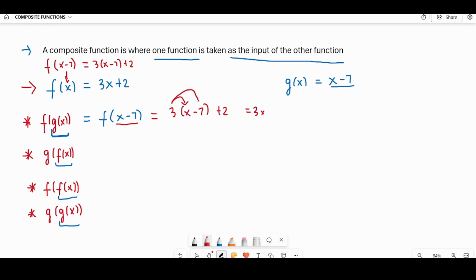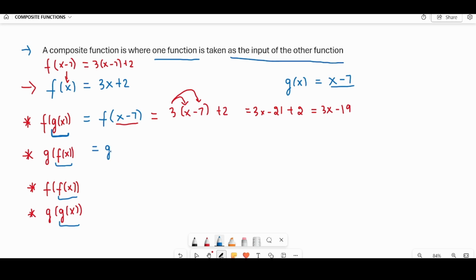Then 3 times negative 7 is negative 21. Now outside the parenthesis we have 2. So that will give us 3x minus 19. Now similarly, let's find the value of the next composite function, that is g of f of x.